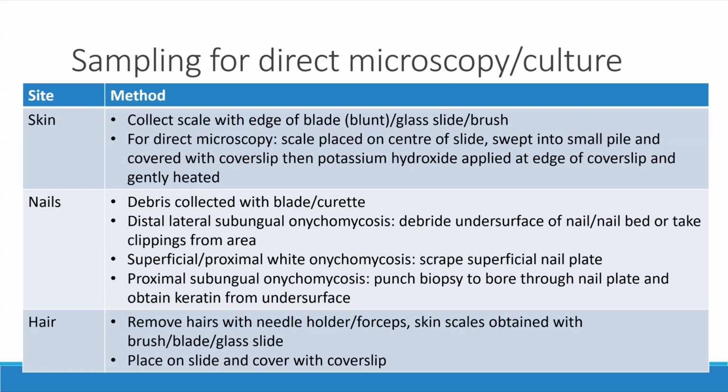For distal lateral subungual onychomycosis, you debride the undersurface of the nail or the nail bed or take clippings from the area. For superficial or proximal white onychomycosis, scrape the superficial nail plate. For proximal subungual onychomycosis, you may need to do a punch biopsy to bore through the nail plate and obtain the keratin from the undersurface. For hair, remove hairs with a needle holder or forceps and obtain the skin scales using brush, blade, or glass slide. Then place on the slide and cover with cover slip.